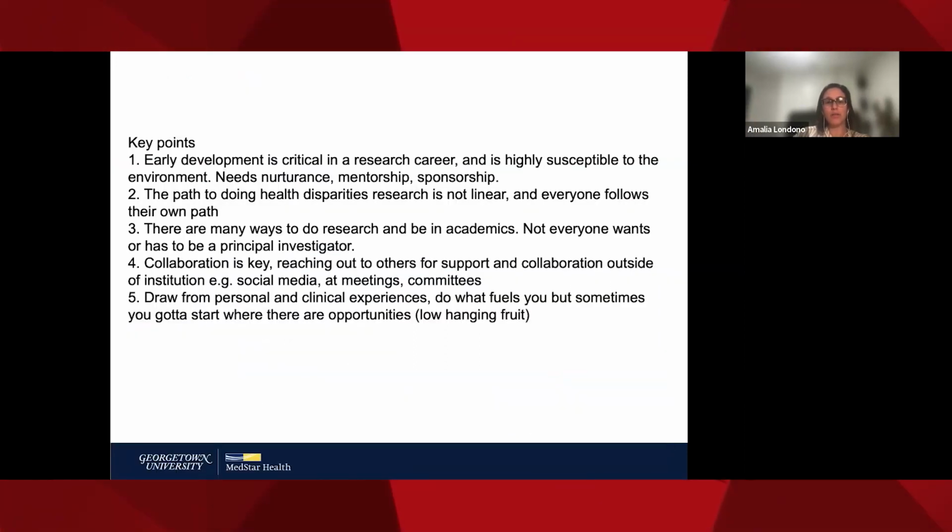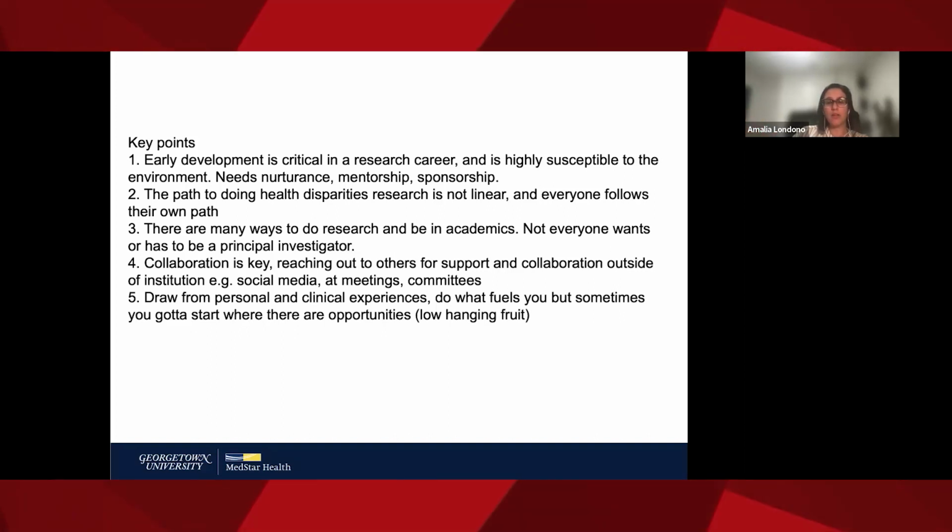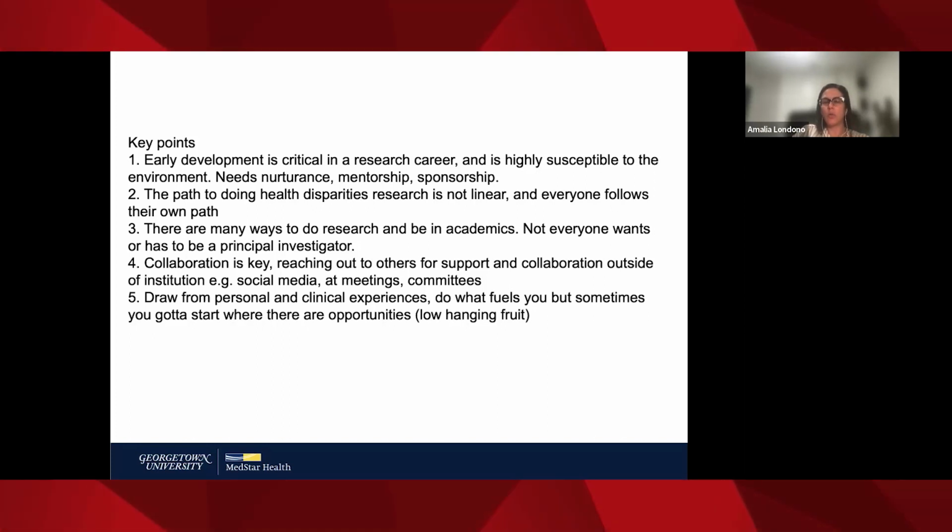So key points: early development is critical in a research career. Get support. There's health disparities research, as one avenue to do research. Not linear, everybody has their own path. Many ways to do research. Collaboration is key. Draw from personal and clinical experience. Do what fuels you. But sometimes the reality is you've got to start where the opportunities are. So there's sometimes low-hanging fruit. Do it.